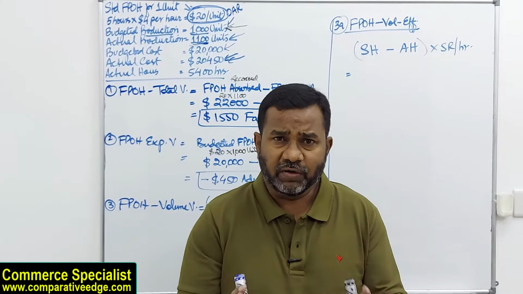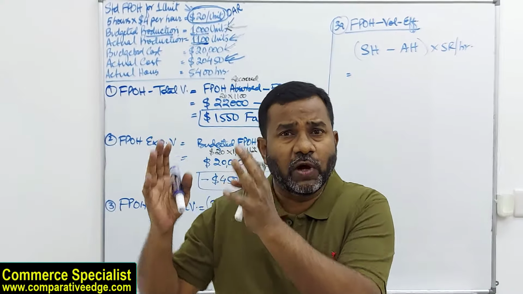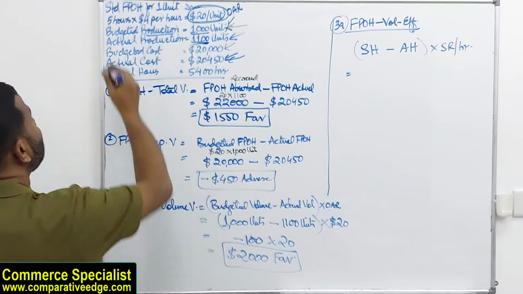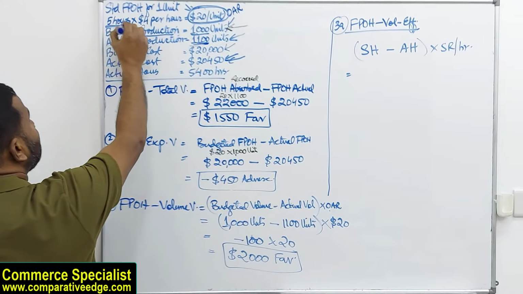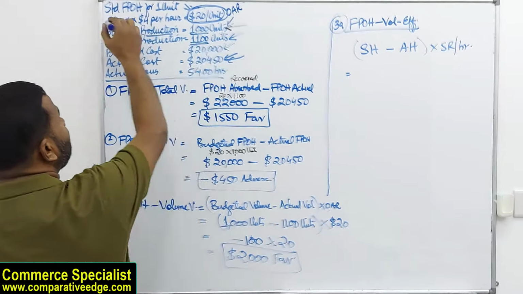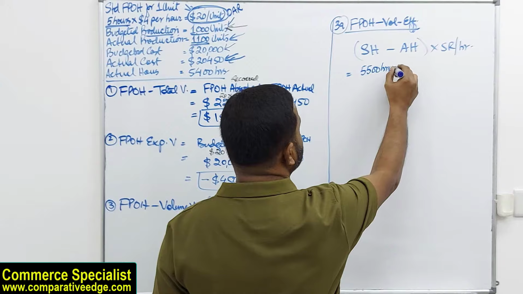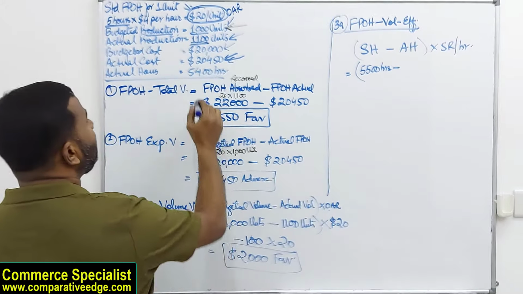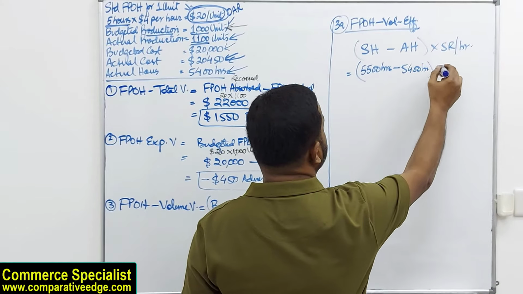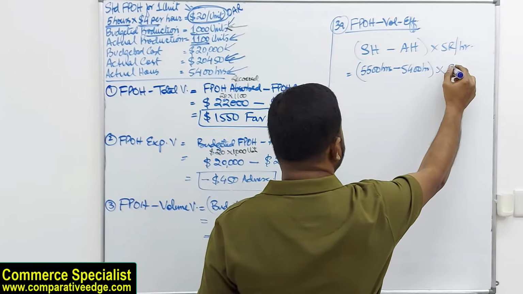Now guys, please remember, whenever I say standard hours, that means you have to start from standard hour for one unit and multiply it to the actual number of units. So standard hour for one unit is given here as 5 hours. 5 hours for making one unit. And actual units are 1,100 units. So 5 into 1,100 will give me 5,500 hours. Actual hours are given here as 5,400 hours. Standard rate per hour is given here as $4 per hour. So you multiply it by $4.